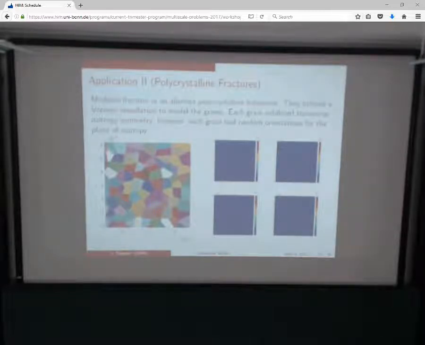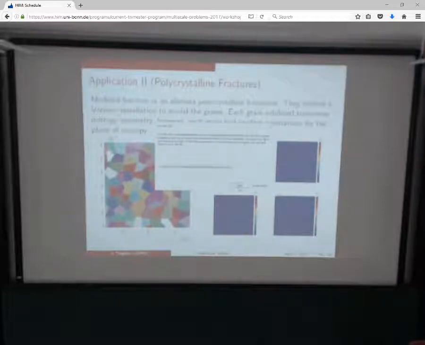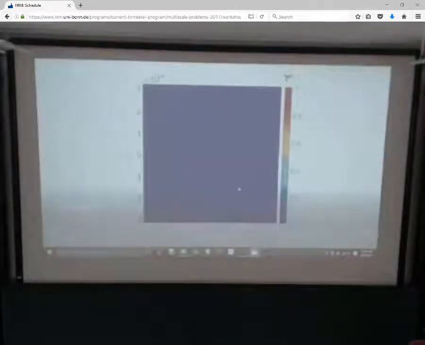So I have two simulations here. We'll see how it looks here. So in the first one, they assumed that this fracture energy was the same.